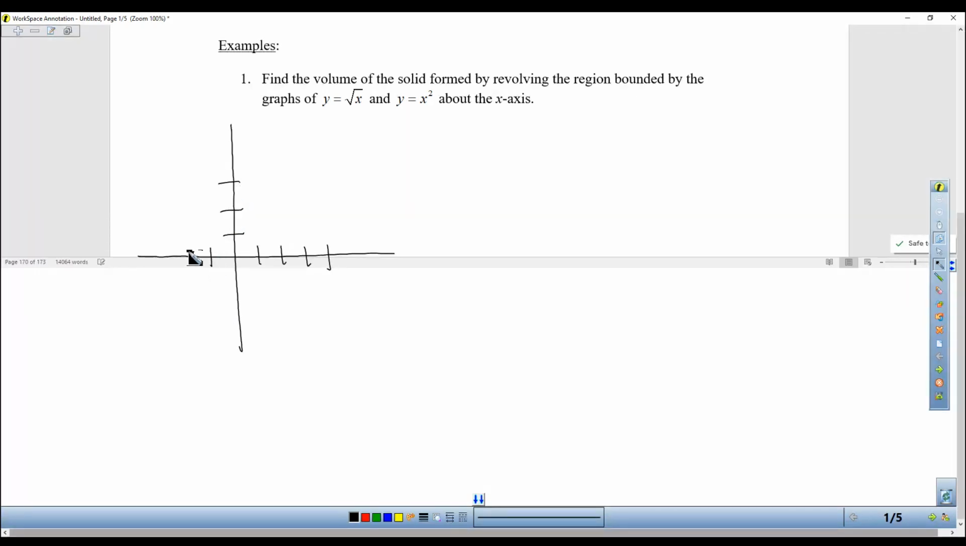So let's start by making our graph. That's always the first step. I have y is equal to the square root of x: (0, 0), (1, 1), (4, 2), looks like that. And then I have y is equal to x squared, which is the inverse function: (0, 0), (1, 1), (2, 4), and it looks like that. We're going to revolve this region around the x-axis. So here's my region right here, and I'm going to revolve it around the x-axis.